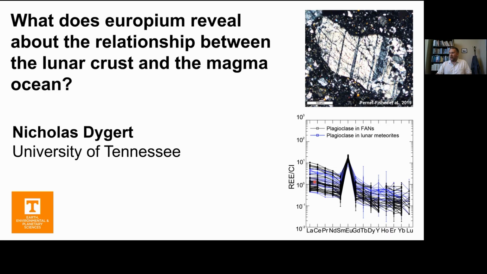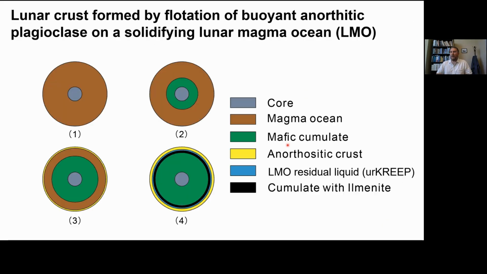You see here chondrite normalized rare earth element patterns for plagioclase in ferroan anorthosites returned by Apollo and lunar meteorites as well. And so by investigating the slopes of those patterns and the magnitude of the europium anomaly exhibited by these samples and relating it to magma ocean solidification, we can learn some new things about lunar evolution.